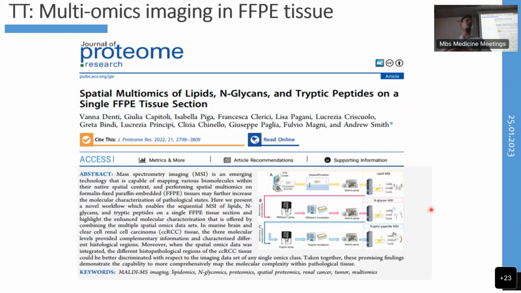This is a line of work that we developed last year, which involved the use of a sequential workflow to perform spatial multiomics on a single tissue section. It has become more and more evident that various different biomolecules contribute to a disease in different ways. When we can combine classifiers which span multiple omics levels, we can improve the stratification of patients.